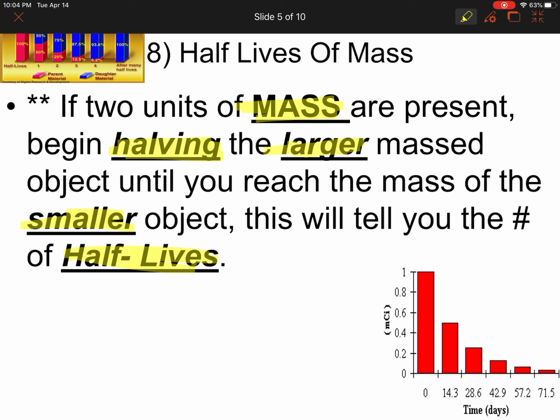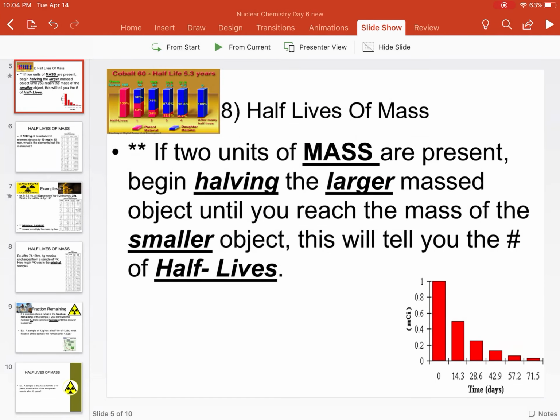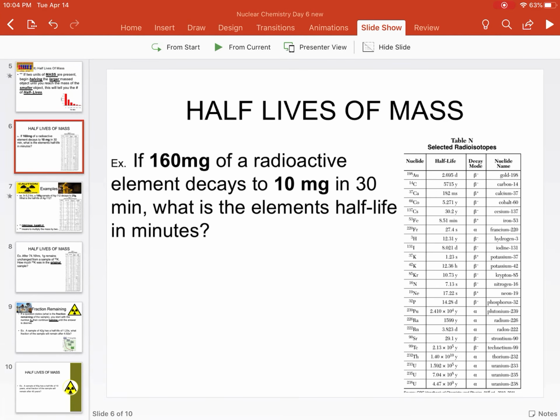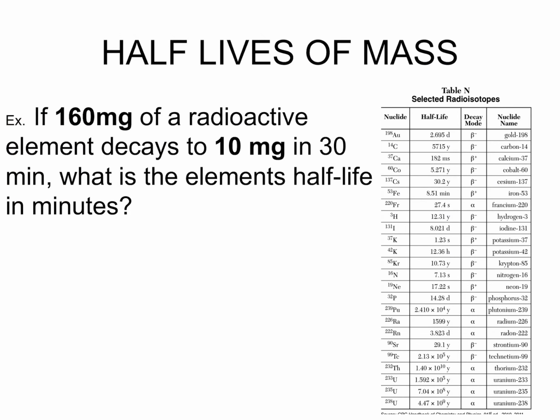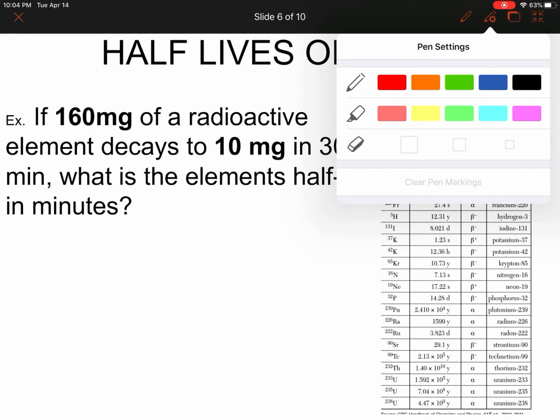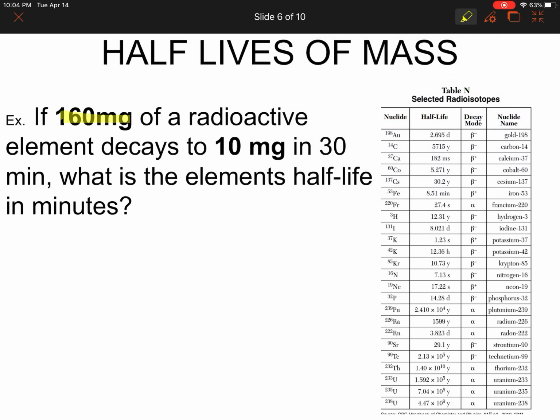So before, guys, what did we do? When it was 2 units of time, we divided the large number over the small number. This time, if you see a question that says 2 units of mass, we're not going to do that. We're going to simply do what I just said: look at the larger mass and keep dividing by 2 till you reach the lower mass. So here's the question at hand. If 160 milligrams of a radioactive element decays to 10 milligrams in 30 minutes, what is the element's half-life?